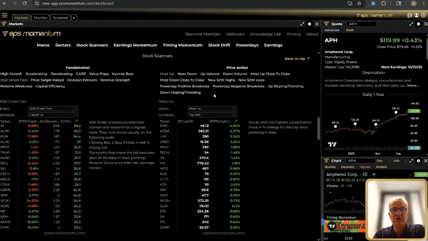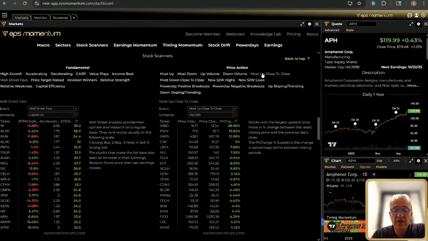So this is the most up since the last close. So if it closed 10 minutes ago, this is what moved from 10 minutes ago. This is the most up here. The most up close to close, so meaning from yesterday's close to today's close, that would be the most up close to close, or most down close to close.